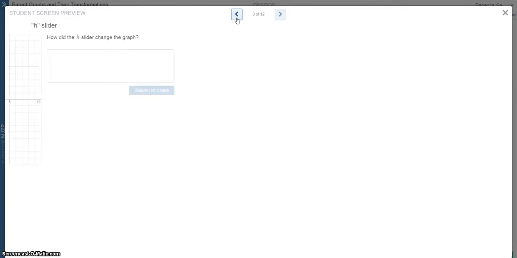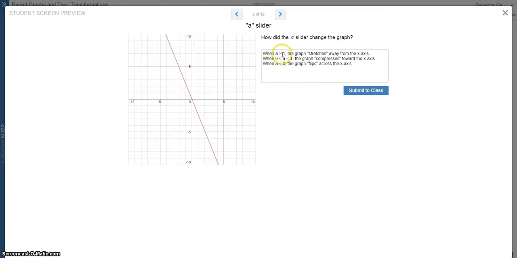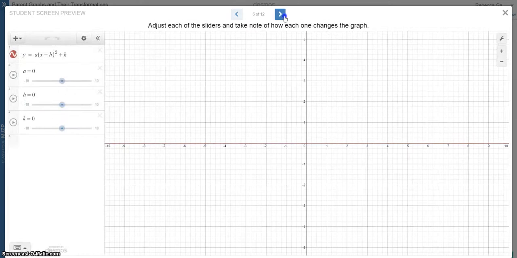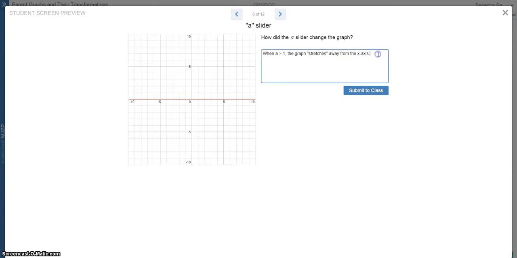I think that's what I had in the notes before. When A is between 0 and 1, the graph compresses towards the x-axis. Looks good. I want to copy this too. If I don't have to type it, I don't want to, because I'm lazy. Just kidding, because it's efficient.